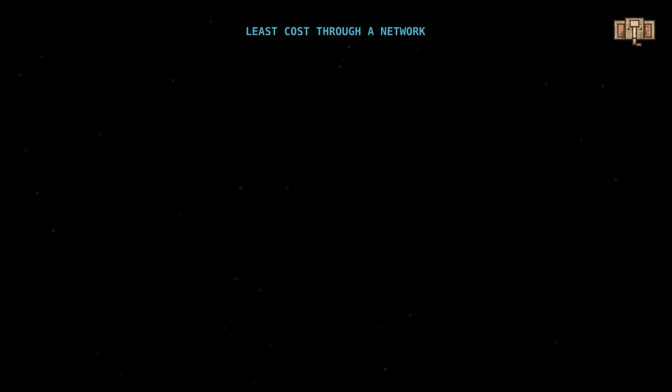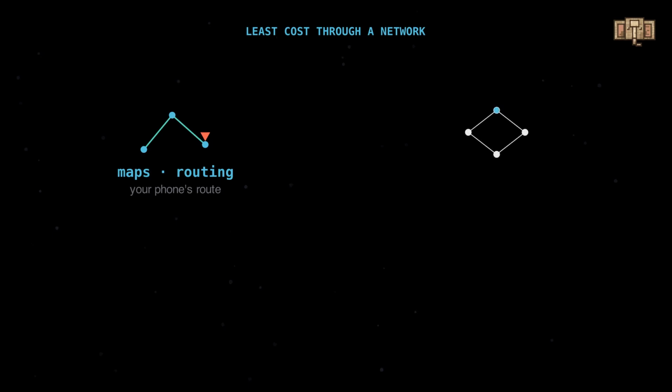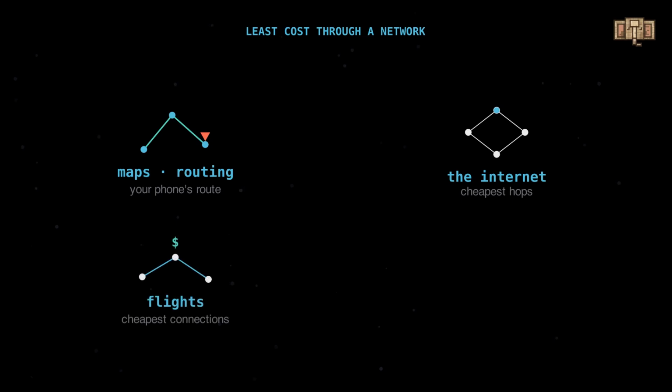And this reaches well beyond maps. Though maps are everywhere. Every route your phone draws owes something to Dijkstra. The pattern is least total cost across a network. It guides packets across the internet through the cheapest hops. It finds the cheapest chain of connecting flights. It steers a character around the walls of a game. Even a puzzle becomes a graph.